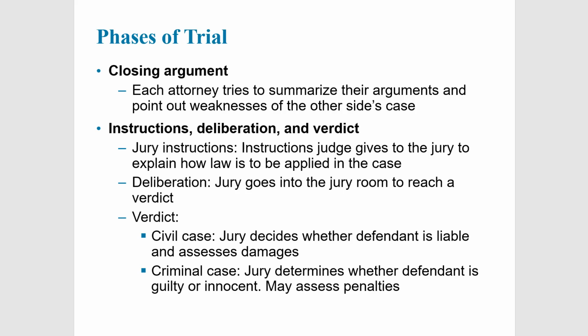And then after deliberation, the jury comes back with a verdict. If they can arrive at one, sometimes they just can't. Sometimes they get deadlocked. But they basically have to decide unanimously that a person is either guilty or liable. In a civil case, the jury will decide whether a defendant is liable and assess damages, usually money damages. In a criminal case, the jury determines whether a defendant is guilty or innocent, and they may recommend penalties.